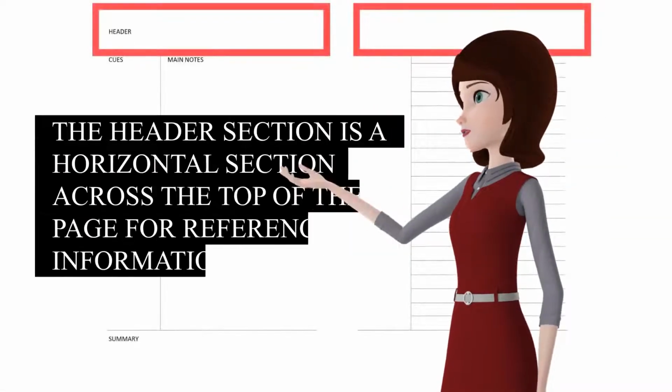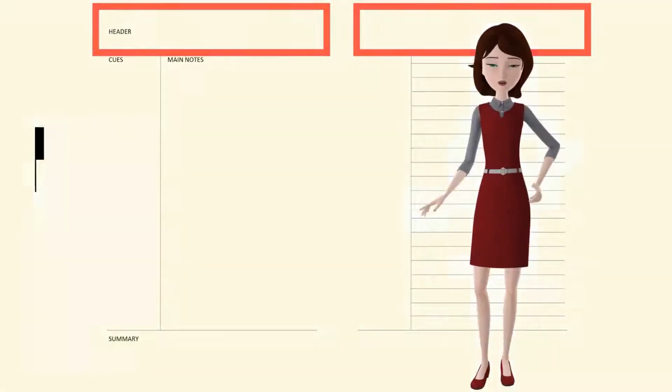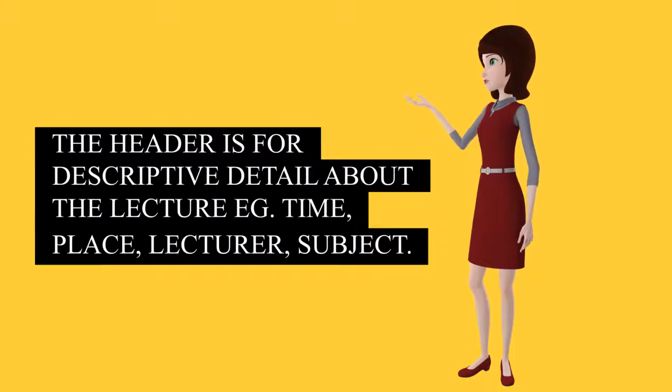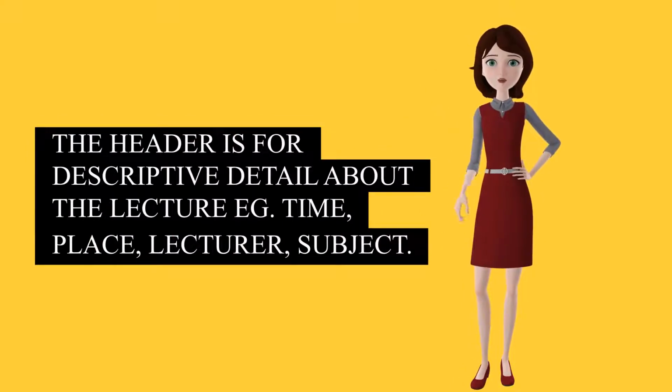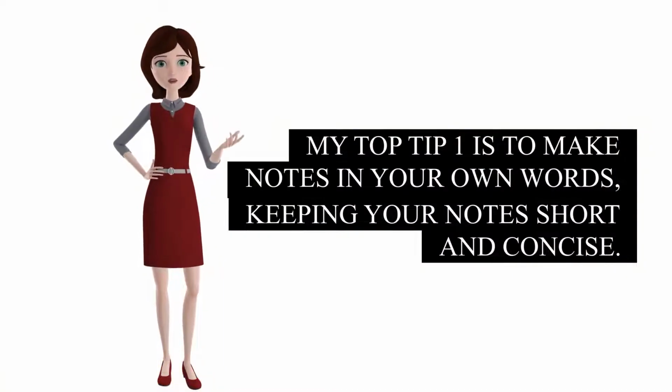The header section is a horizontal section across the top of the page for reference information. The header is for descriptive detail about the lecture, e.g. time, place, lecturer, subject.